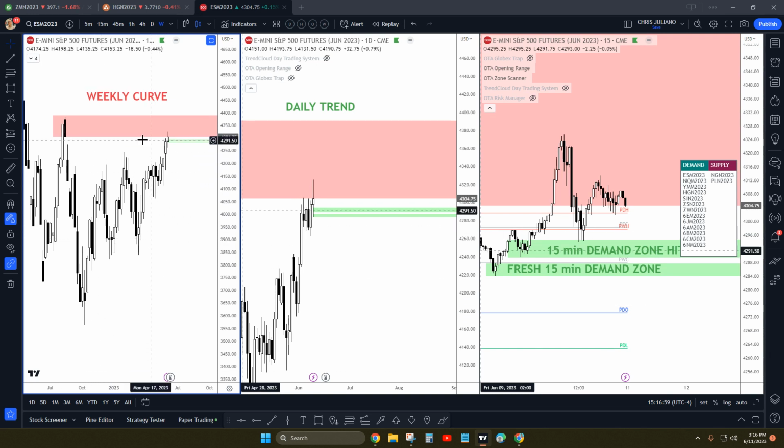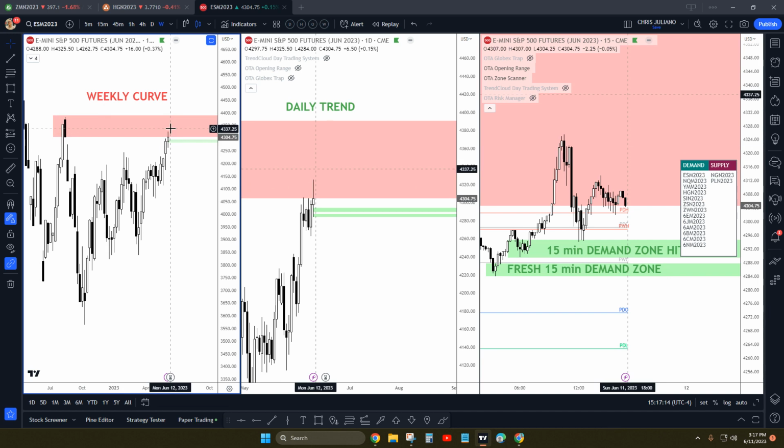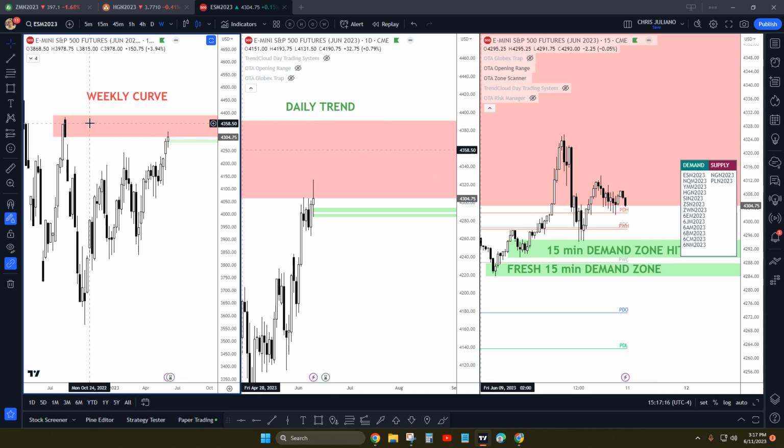Okay, so weekly curve, and this is of course also considered a market edge and also a supply zone, right? Because we have a formation, a rally base drop. So that's our weekly curve, and we are entering that curve. This is a level of imbalance. And so we're looking for some sort of reaction, most likely to the downside.